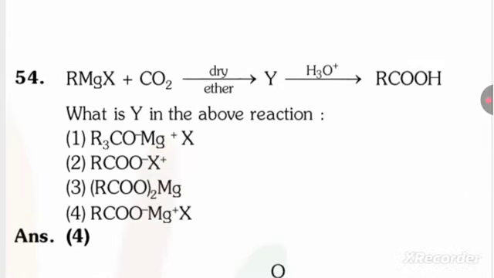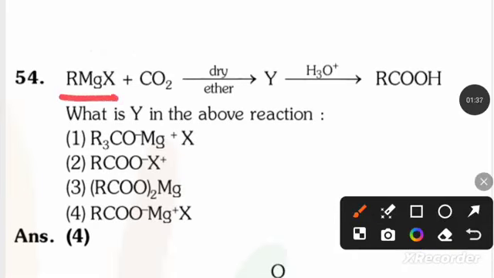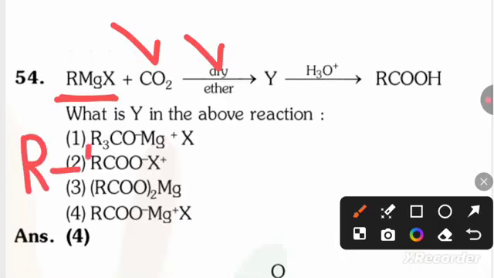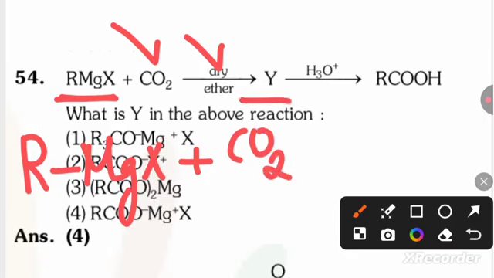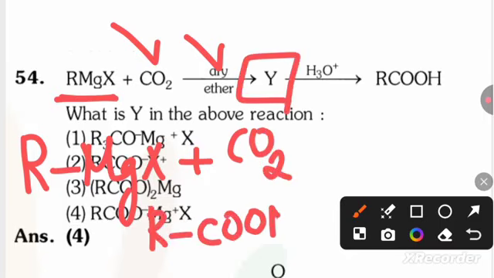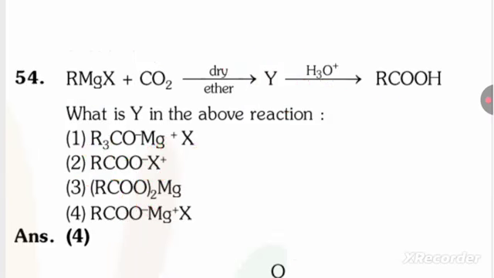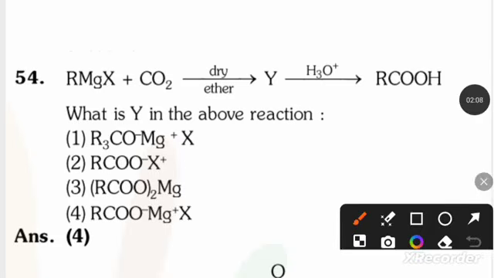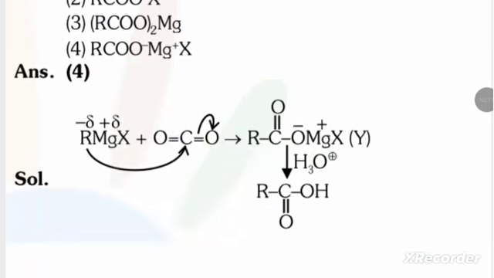Let us go to the second question. In this question, we have a Grignard reagent, and it reacts with dry ice. Dry ice means solid carbon dioxide, in the presence of dry ether. When the Grignard reagent RMgX reacts with carbon dioxide, we get an intermediate Y. The intermediate Y is RCOOMgX, and this on hydrolysis gives a carboxylic acid. So here we need to find Y. The Y is RCOOMgX. This is the intermediate for this reaction.